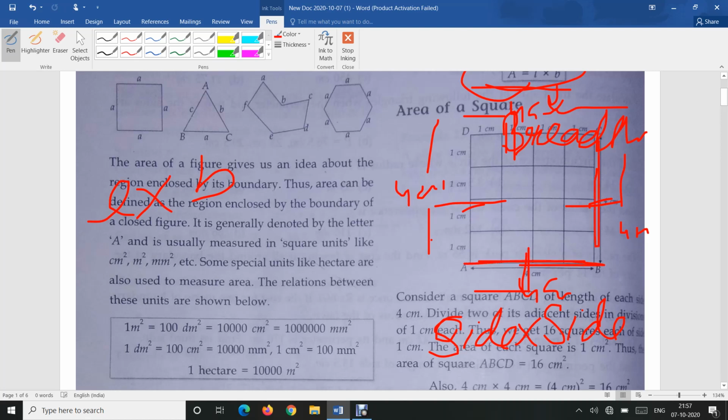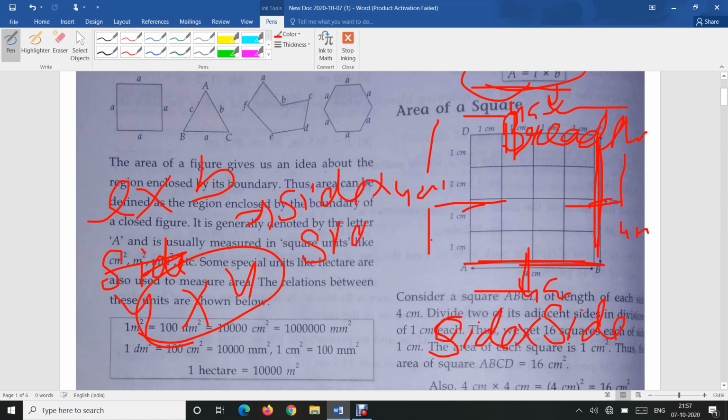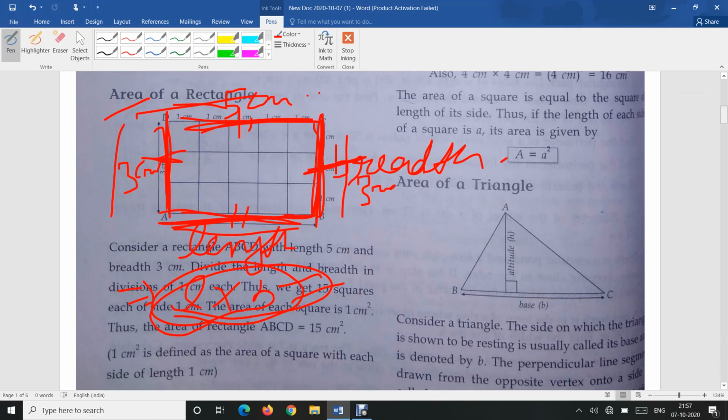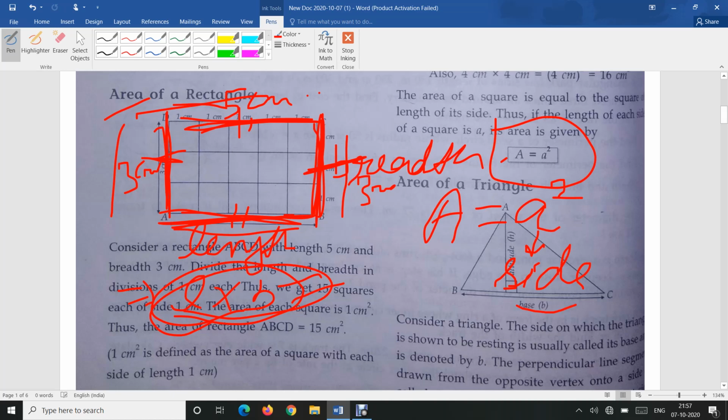Similarly, as in area of rectangle we have length into breadth, in this case length and breadth both are the same. That means length is also 4 centimeter, breadth is also 4 centimeter. That means you can say that side multiplied by side, which is equal to side whole square. That means area of square is equal to side square. Here you can see that area of square is equal to A square, where A is the side of a square. Hope you understand this also.